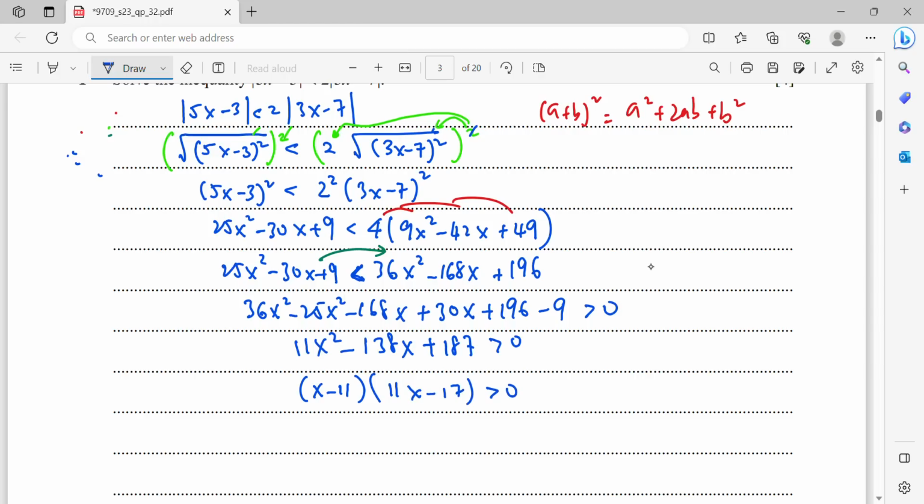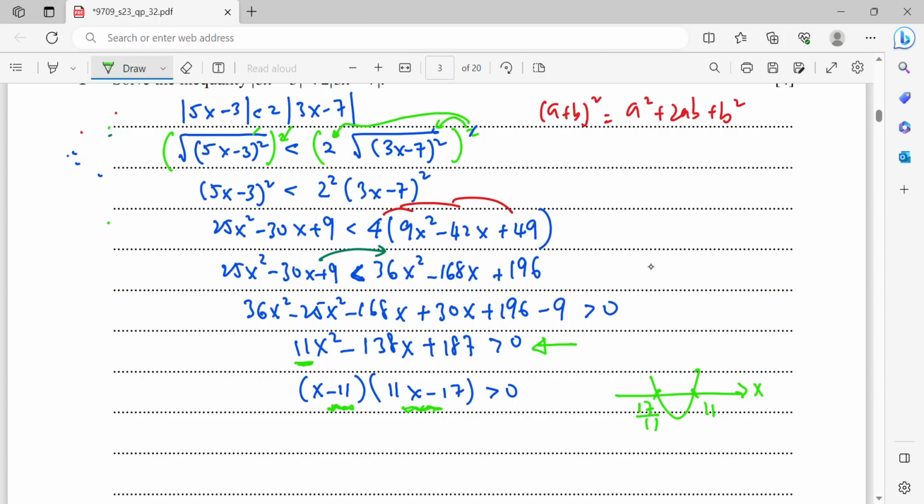Now, to get the final answer, we need to refer to this inequality. By looking at the quadratic curve, since the coefficient of x squared is positive 11, that means the graph will have a minimum point. So now I will simply sketch a graph. This will be the x axis, and then the x coordinates will be these two values. The first one is 11, the second is 17 over 11. You let these two be 0, then you will get 11 and 17 over 11. So here is 11, and on the left hand side is 17 over 11.